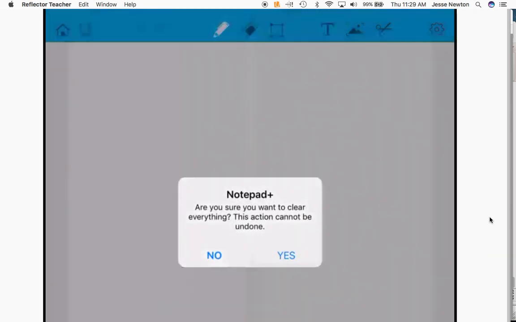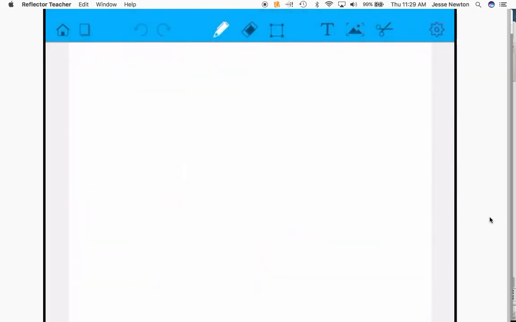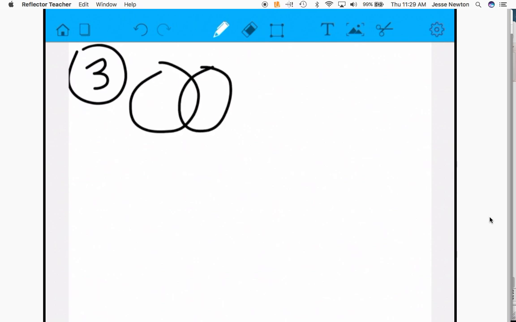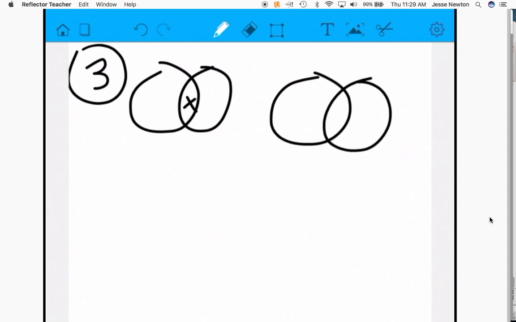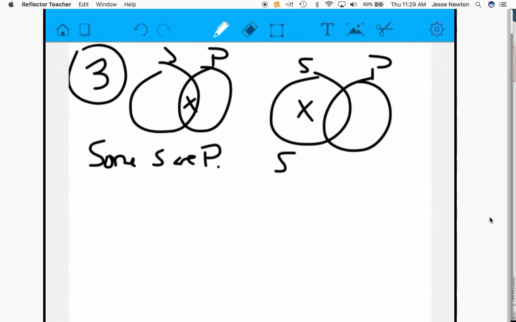So, all right. Then you are asked to do problem number 3. And here you are given the following 2 Venn diagrams like this. And are these consistent with one another? Well, let's look at what they're saying. This is saying some S are P. This is saying some S are not P. Are these consistent?